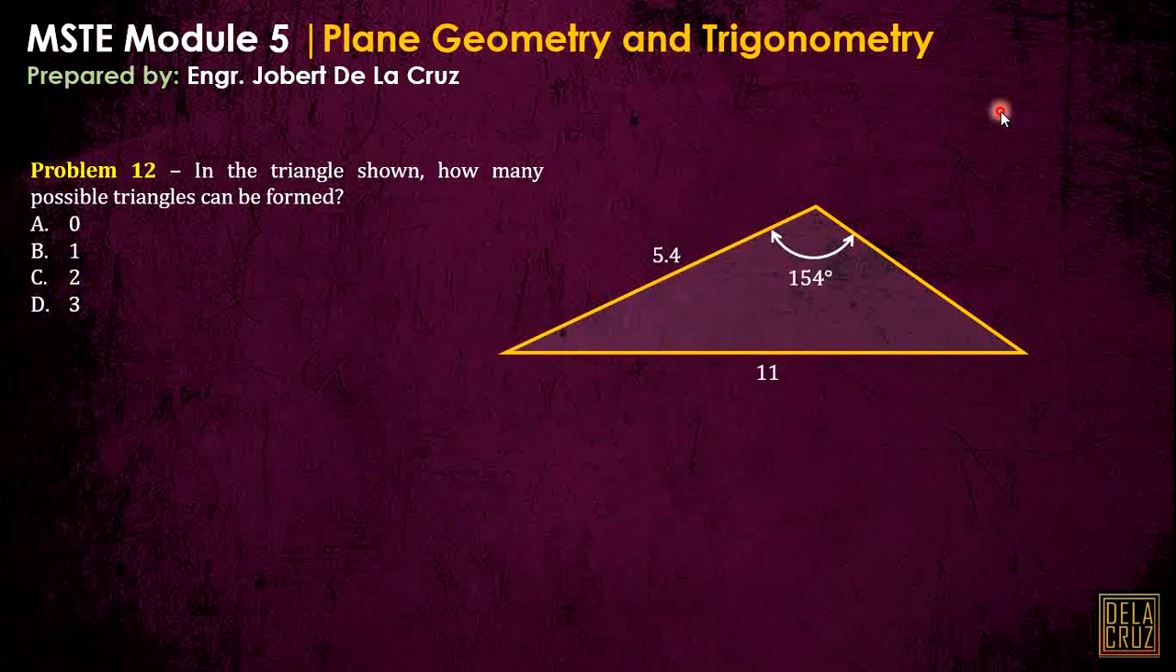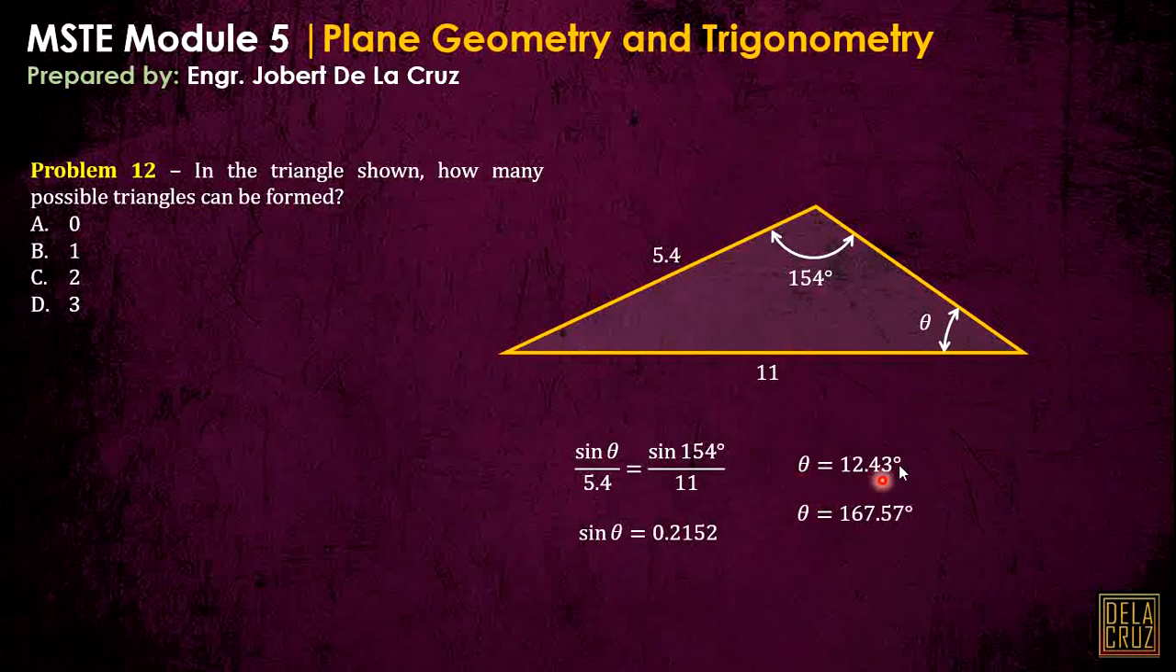Problem 12. The same problem, iba lang yung given. So, we have this one. So, first, we will solve the opposite angle of this one, theta, by sine law. Then, it will give us the sine. Then, arc sine of 0.2152, that is 12.43. Then, again, i-check talaga natin yung supplement, 180 minus that one, it will give us 167.57. Ito yung supplement niya.